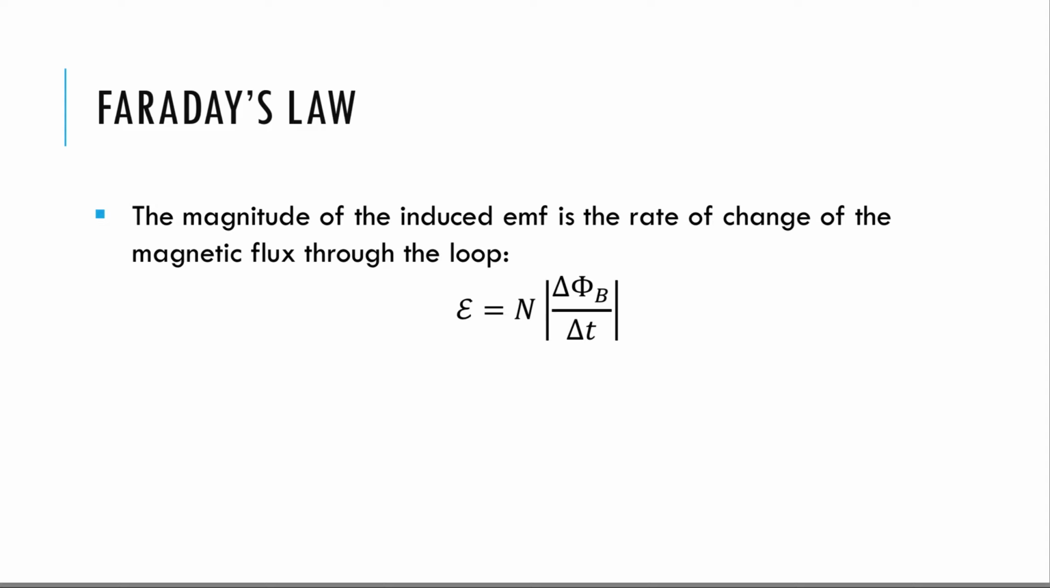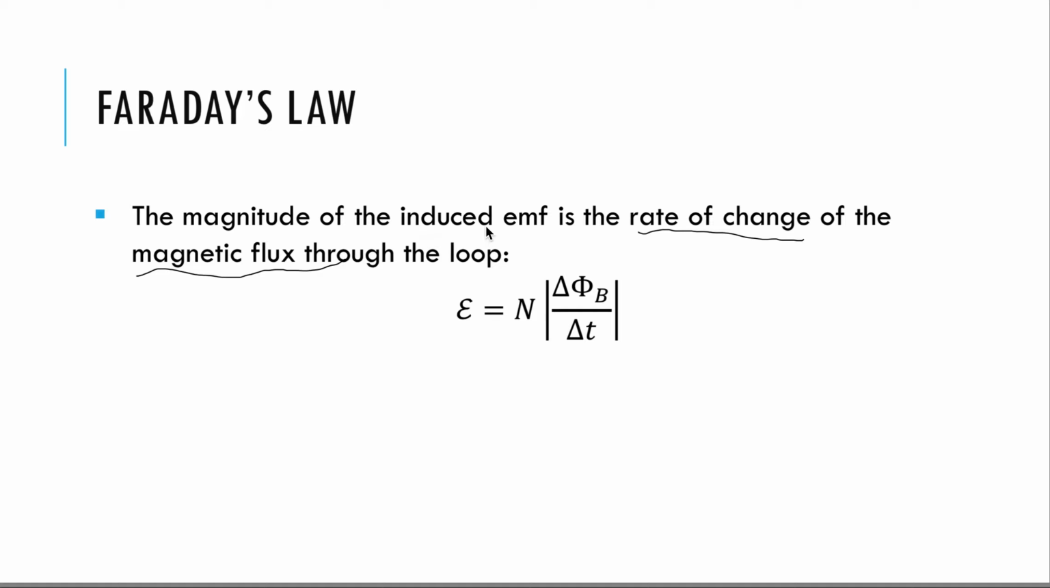So this means that the rate at which the flux was changing, the rate at which he was changing that magnetic field through the loop, affected how much current was induced. So that's what this rate of change of magnetic flux here is saying. How fast you change the flux is going to affect how much current is induced.